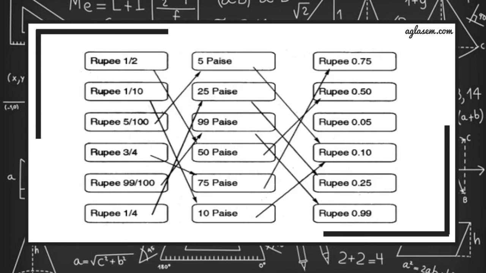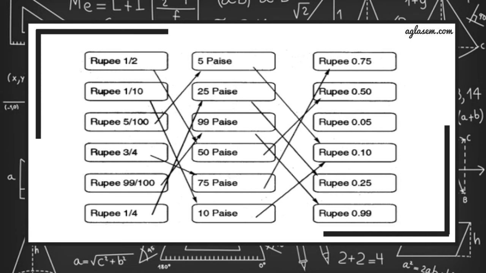For the rupee 1 by 10, we can match it with 10 paisa and we can match 10 paisa with rupee 0.10. For the 5 upon 100, we can match it with 5 paisa and further we can match 5 paisa with rupee 0.10. Further moving towards rupee 3 by 4, we can match this with 75 paisa and further we can match 75 paisa with rupees 0.75. Fifth, rupee 99 upon 100.